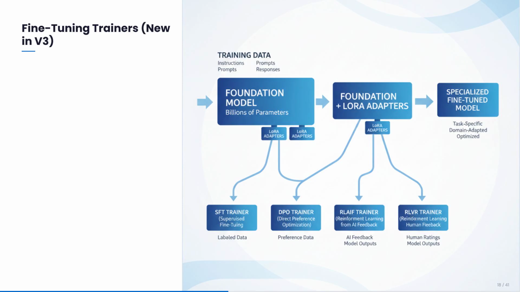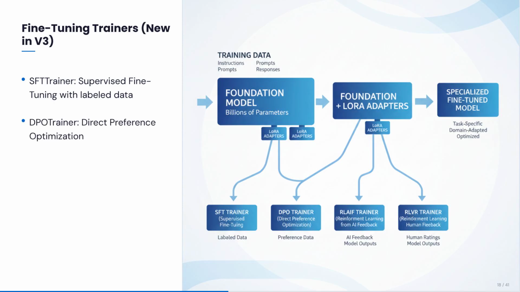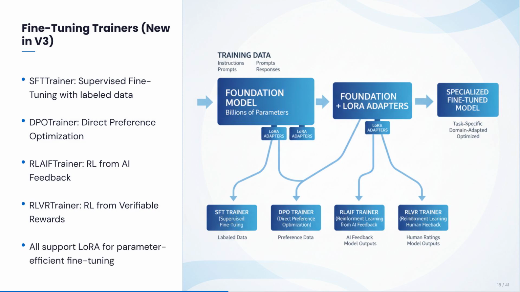SDK v3 introduces specialized fine-tuning trainers for foundation models. SFT Trainer enables supervised fine-tuning with your labeled data. DPO Trainer implements direct preference optimization for alignment. RLAIF Trainer provides reinforcement learning from AI feedback, and RLVR Trainer supports reinforcement learning from verifiable rewards. All of these support LoRA, or low-rank adaptation, for parameter-efficient fine-tuning.